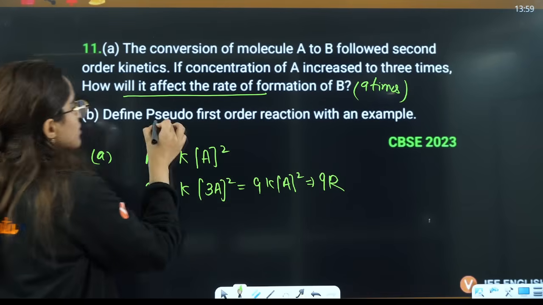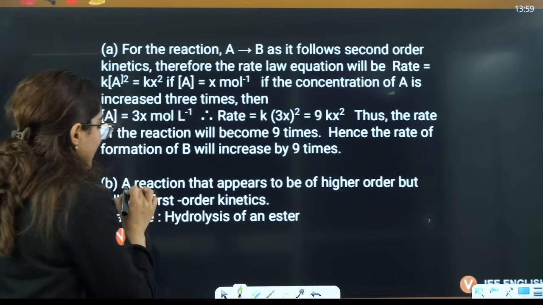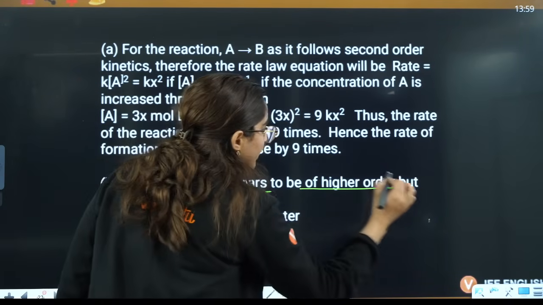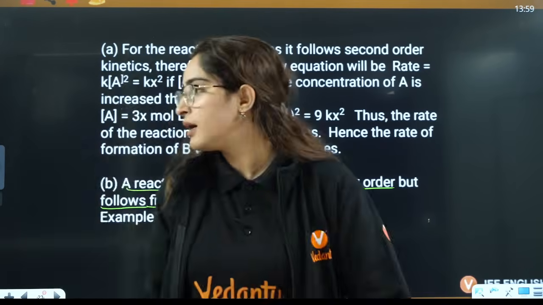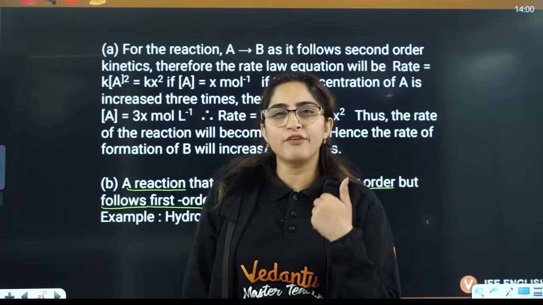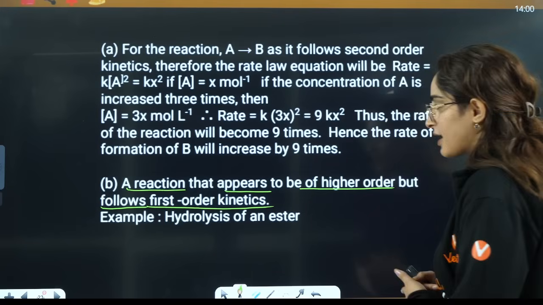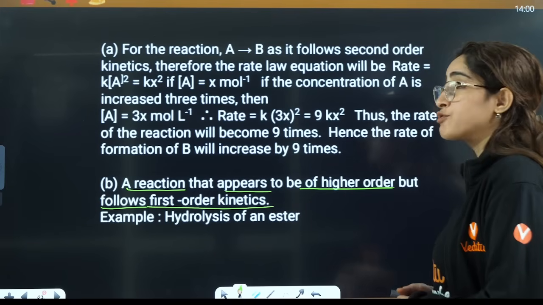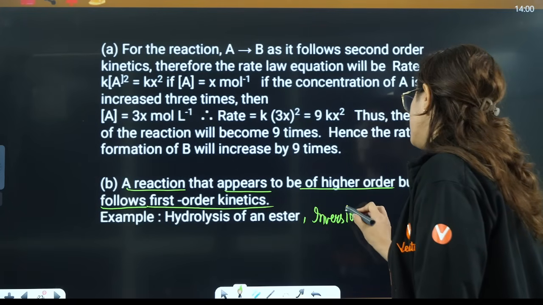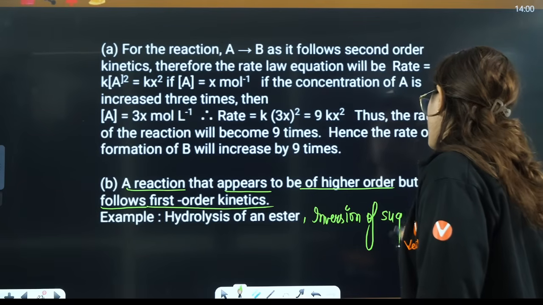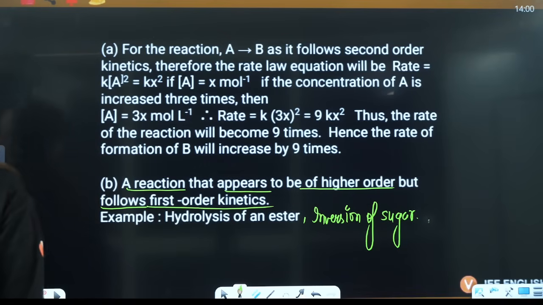Define pseudo first order reaction with an example. So what is a pseudo first order reaction? A reaction that appears to be higher order but follows first order kinetics. So what we are saying? It is actually looking as if it is some higher order reaction, but actually it follows first order kinetics. So for example, hydrolysis of ester, or you can say inversion of sugar or sucrose, these are the examples here, right?